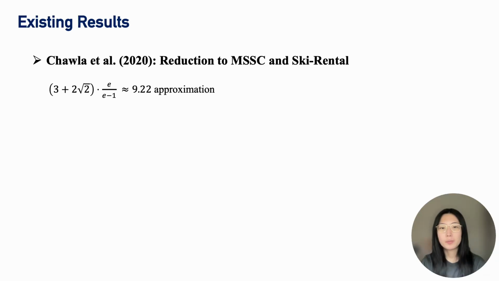The first approximation result for the correlated version was given by Chawla et al. in 2020. They first formulated a linear program and reduced the problem to min-sum set cover to find a proper order of opening boxes. And then they provided a generalized ski rental algorithm to find the stopping time. And this overall gives a 9.22 approximation.